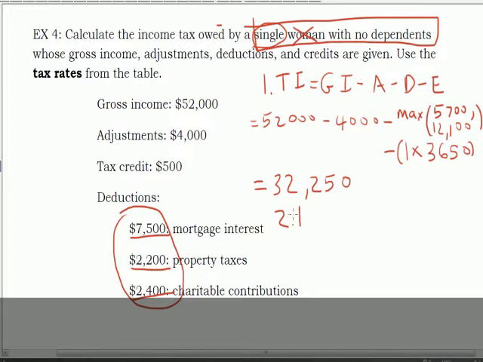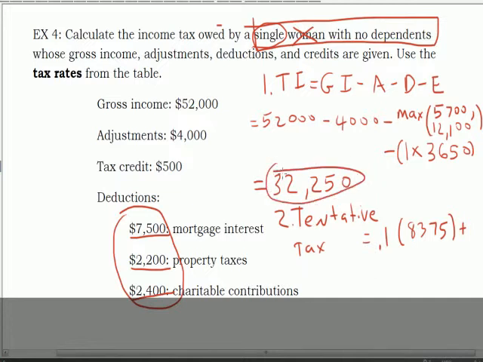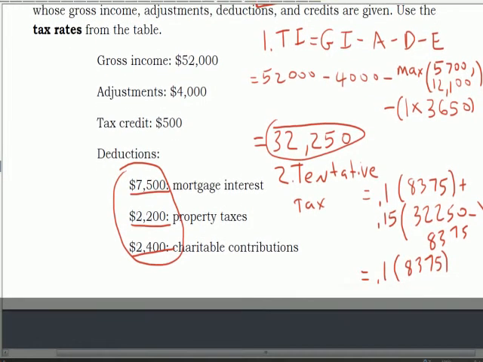So the tentative tax here will be 10% of the first $8,375 plus, well, since this amount is less than $34,000, that's important. In fact, it's between $8,375 and $34,000. We're going to have some at both 10% and at 15%. The amount at 15% will be the difference between $32,250 and $8,375. So that's going to be 0.1 times 8,375, running out of room, plus 0.15 times that amount right there.